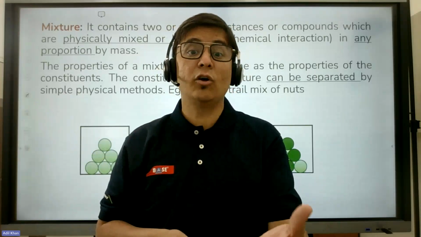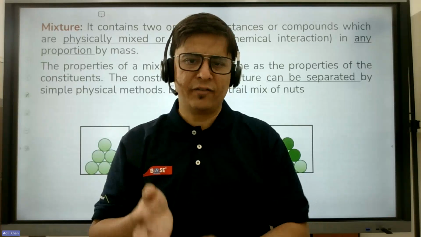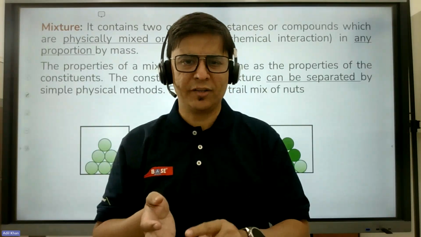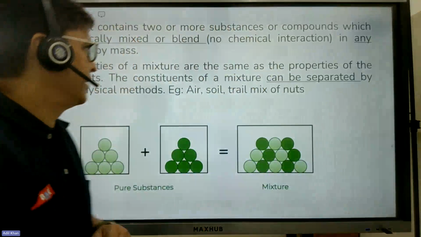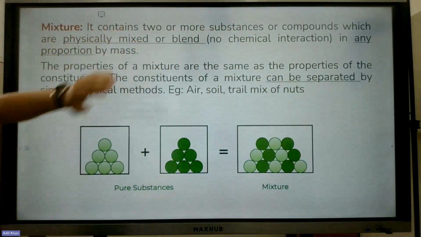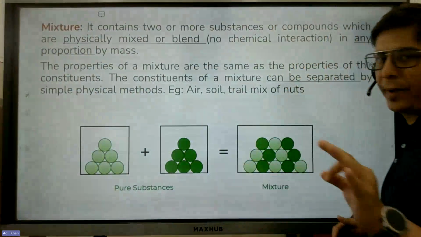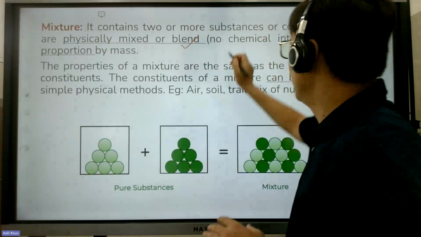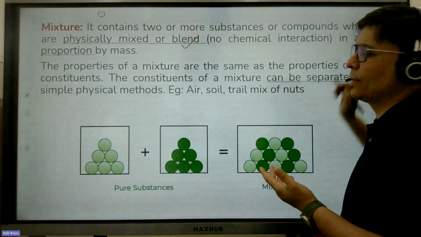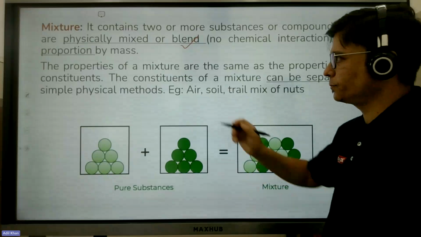You can also separate mixtures using mechanical methods like hand picking, filtration, chromatography, sedimentation, etc. Now let's see a couple of standard definitions. A mixture contains two or more substances or compounds which are physically mixed or just blended. Physical mixing is there, no chemical interaction, in any proportion by mass.